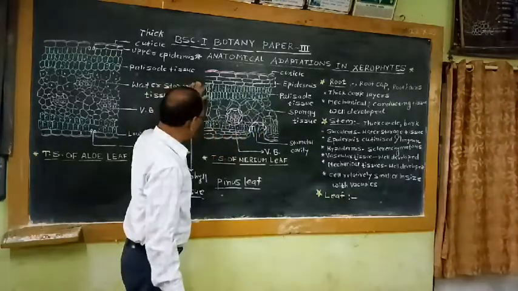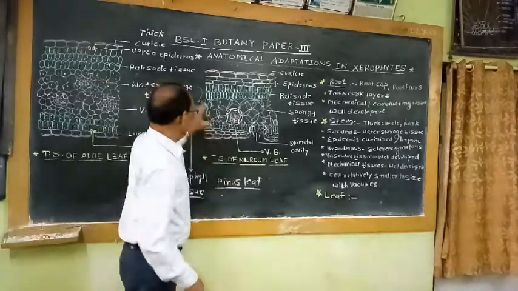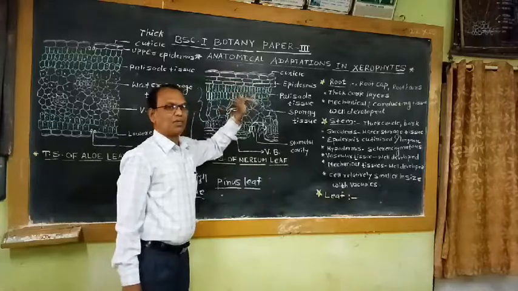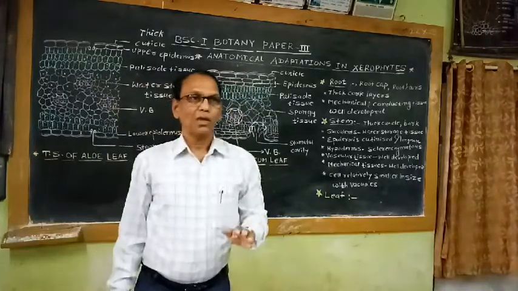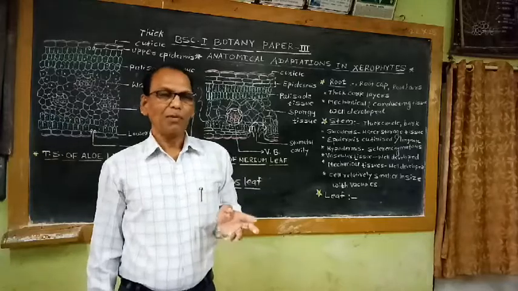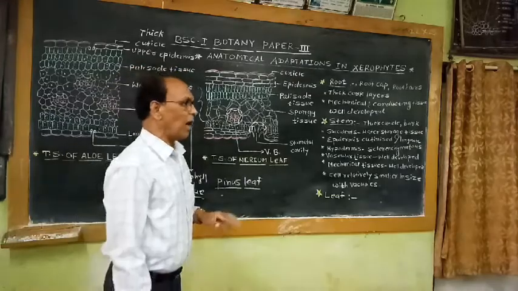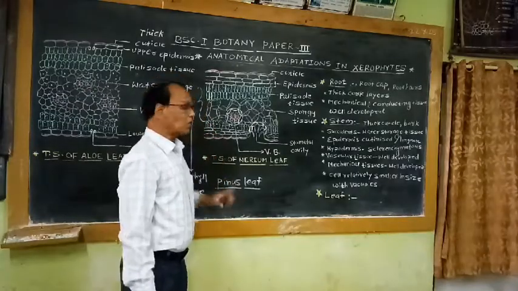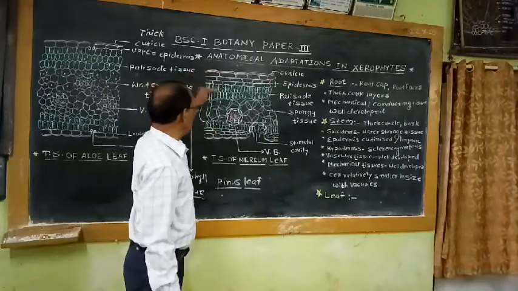That means palisade tissue is present at the upper layer, below the upper epidermis. The leaf shows a dark green color at the upper side. That means in dorsiventral leaves, the upper portion of the leaf is dark green and the lower portion is pale green because of the presence of palisade tissue below the upper epidermis.